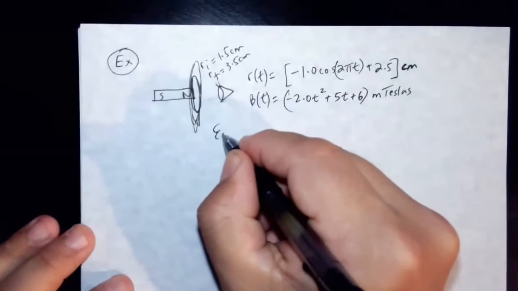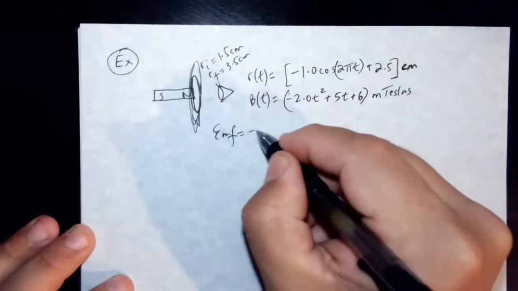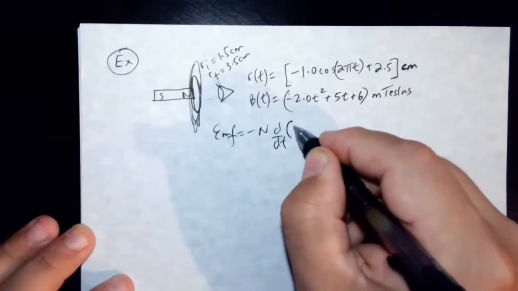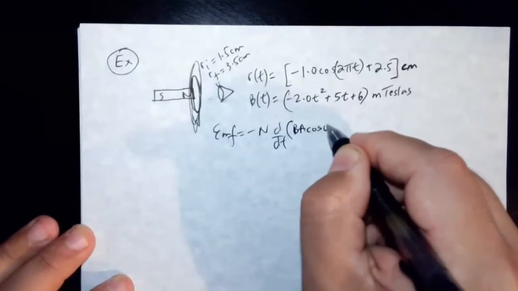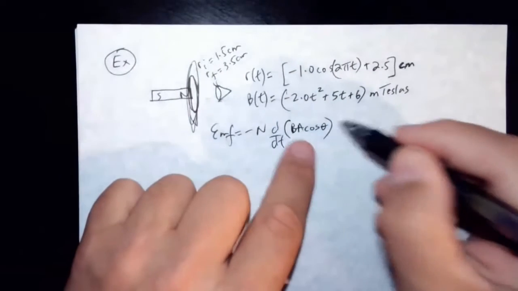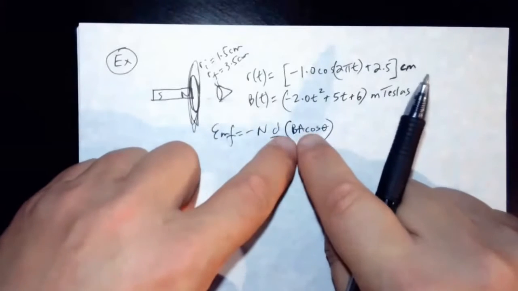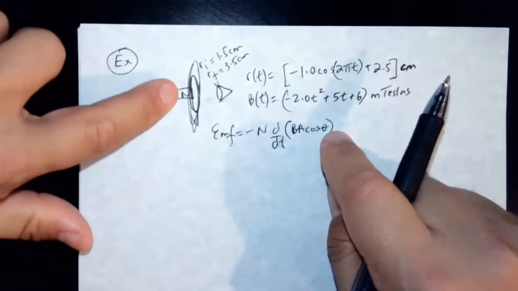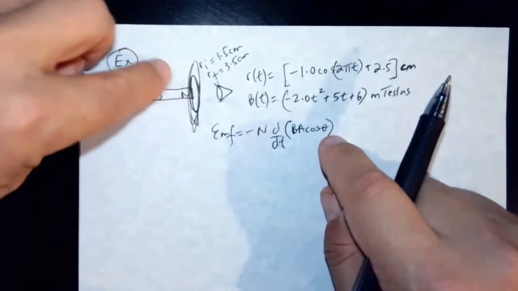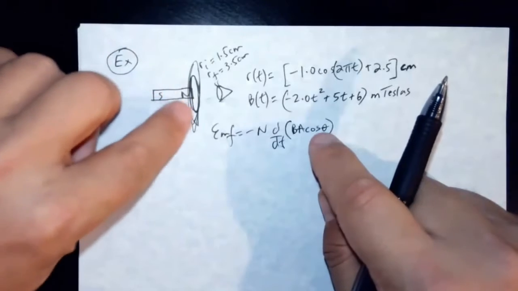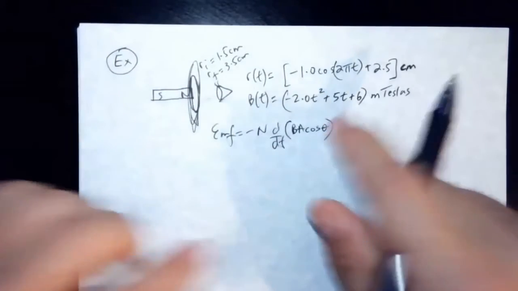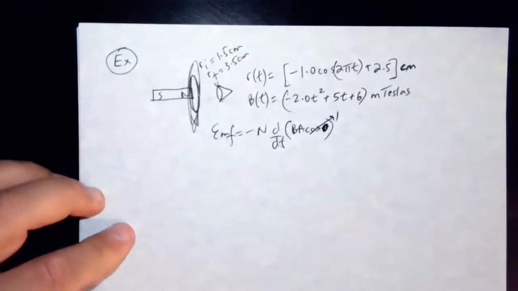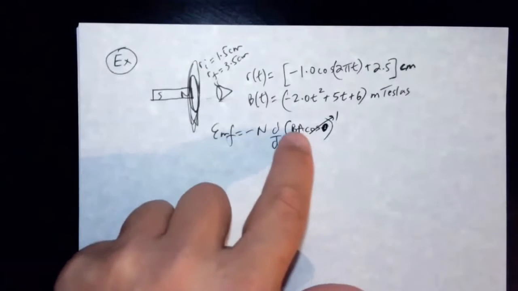So then you have here, the EMF is negative n d by dt of BA cosine 0. So remember, you could change either the B, the A, or one of them, or the angle between them. Changing the angle was the third case we did, where we were rotating the magnet. Okay, so here we're not changing the angle. So the angle is going to be just 0. So cosine 0 is going to be 1. But we are changing both of these.